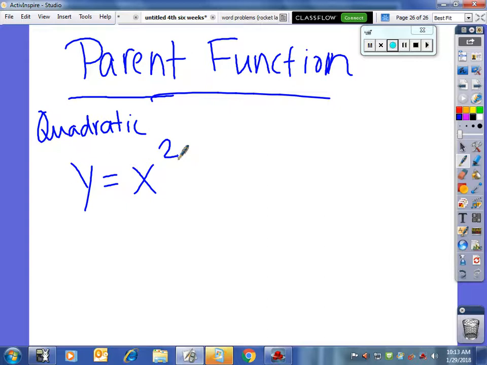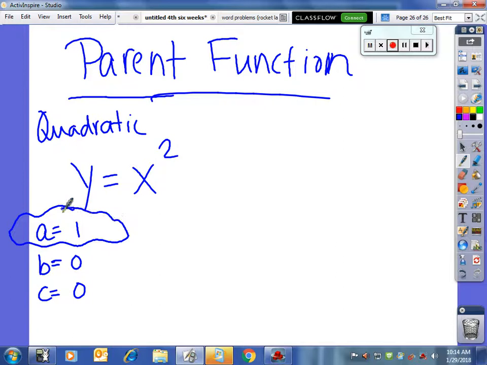So they want you to know all that stuff. And you can figure it out whether you remember it or not. You do have to know y equals x squared is the parent function though. What's the value of a here? 1. What's the value of b? 0. What's the value of c? 0. Okay, keep that in mind. We're going to talk about a and c a lot today. The value of a does a lot of things for us. It can make us skinny or fat, and it can make us open up or open down. So it affects our width, and it affects our direction.